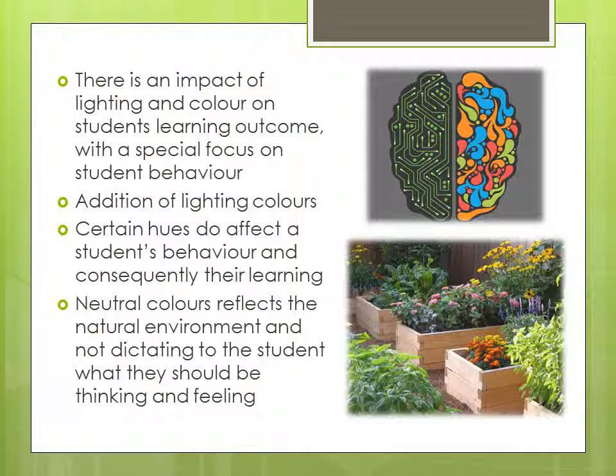It has been identified through assignment 1 that there is an impact of lighting and colour on students' learning outcomes, with a special focus on students' behaviour. As discussed before, this design has been a revolutionary impact on students as it is a new way of disciplining students. Another avenue of this design was the addition of lighting colours. Through the research undertaken, it was found that certain colours do affect students' behaviour and consequently their learning. However, this application was rejected as it felt that neutral colours would be best in the situation as it reflects the natural environment and does not dictate to the student what they have to feel and think.